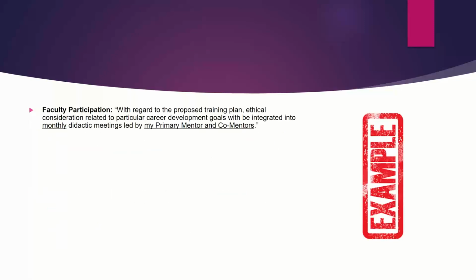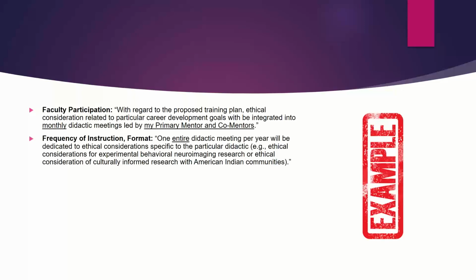Next up, you want to cover faculty participation. With regard to my proposed training plan, ethical considerations related to particular career development goals will be integrated into monthly didactic meetings led by my primary mentor and co-mentors. You want to make clear the frequency of the instruction and the format of this instruction. In this example, we're saying 1 entire didactic meeting per year will be dedicated to ethical considerations specific to the particular didactic. For example, ethical considerations for experimental behavioral neuroimaging research, or ethical considerations of culturally informed research with American Indian communities.